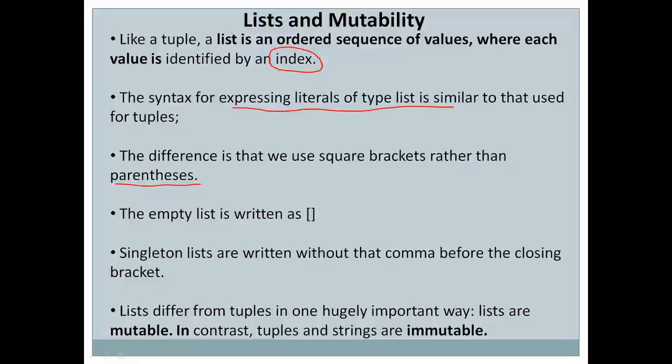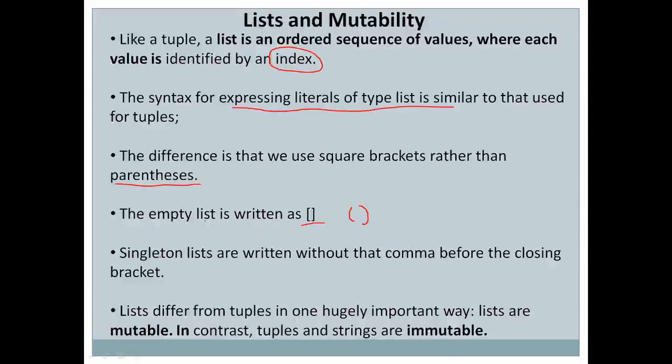So the empty list is written as square bracket open and square bracket close, whereas the empty tuple is declared like round bracket open and round bracket close. This is an empty tuple, but an empty list can be declared as square bracket open and square bracket close.